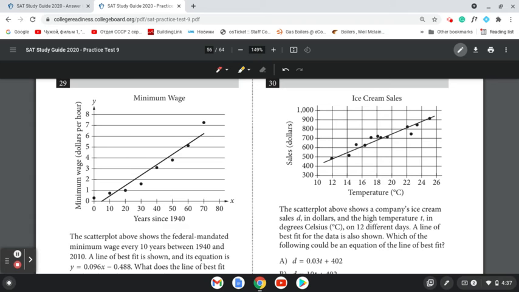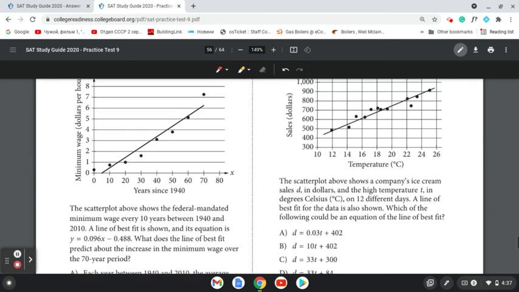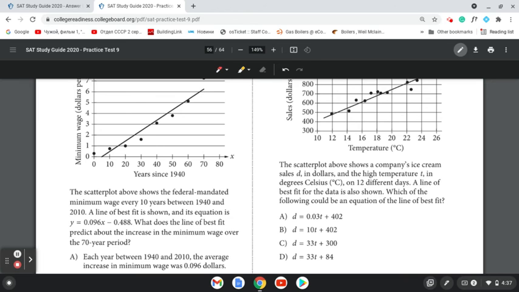SAT Test 9, question number 29 on the calculator section. You are shown a scatter plot that reviews the relationship between the minimum wage and the time frame between 1940 and 2010. The line of best fit has an equation y equals 0.096x minus 0.488.